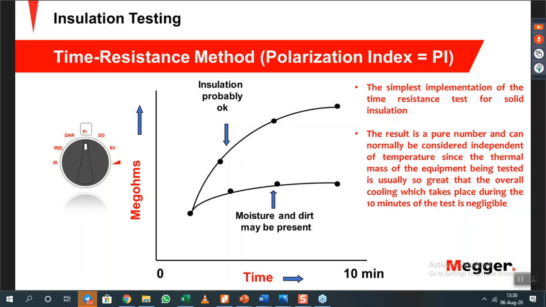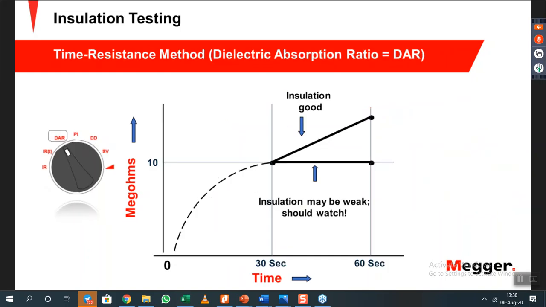For example, I inject now, and then I waited for 10 minutes. Oh, the equipment is not cooling down. Okay? So it's independent of temperature. When there is not so much change in temperature, that is applicable. Okay? And with the DAR, the dielectric absorption ratio, we are getting the 60-second value divided by the 30-second value.